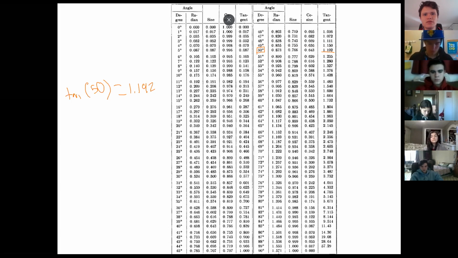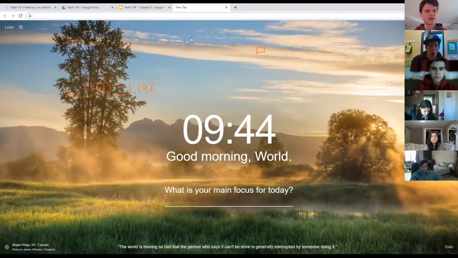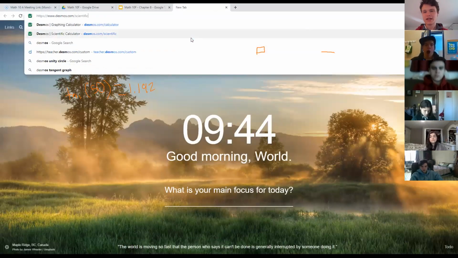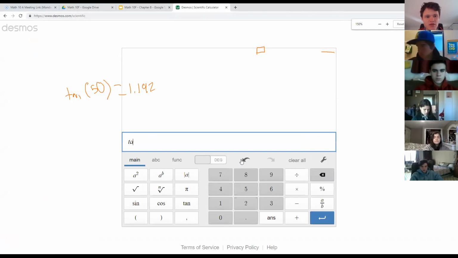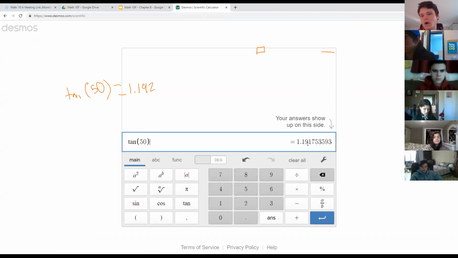Or if you want to, you can use a scientific calculator. I really like the Desmos scientific calculator here. You got to make sure that you're in degree mode. See that? We're in degree mode. And we can go tangent 50. We get, yeah, about 1.191. And then there's some more decimal values there.